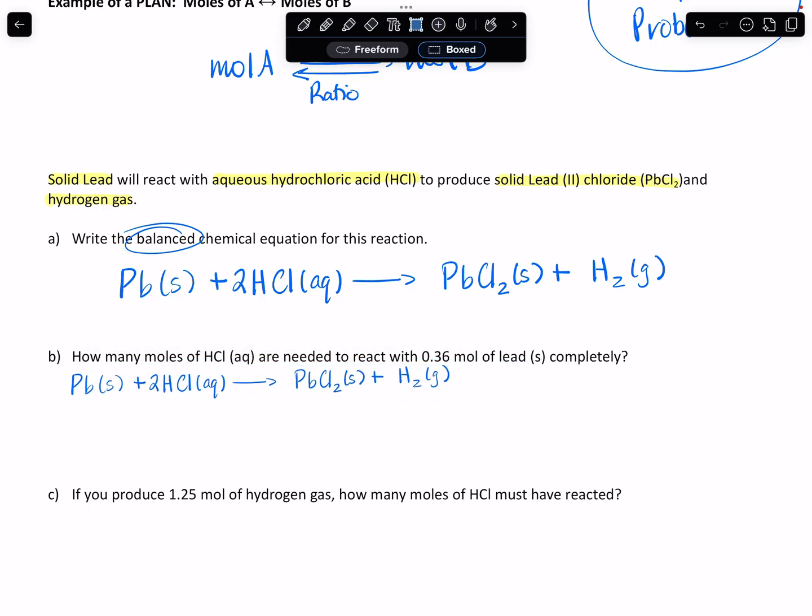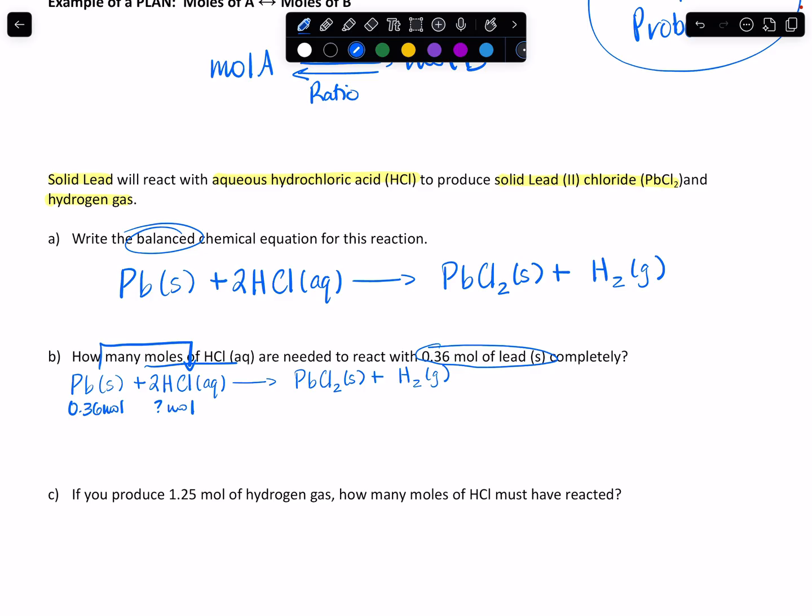Now the question: how many moles of HCl are needed to react with 0.36 moles of lead solid completely? Here's what we have been given: 0.36 moles of lead. So I'm going to put that here. And here is what we are asked for: we're asked to find moles of HCl. So we're converting from lead to HCl. As soon as you see that you are moving from one chemical substance to another, you have to have a mole ratio step in your problem.